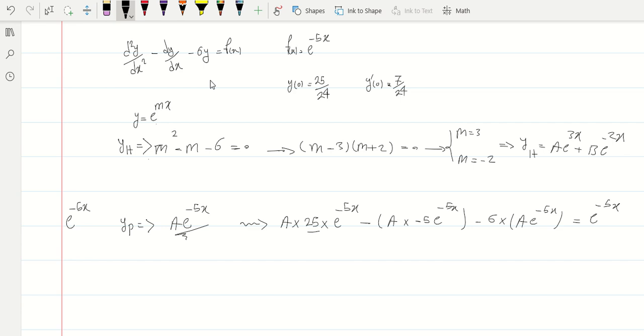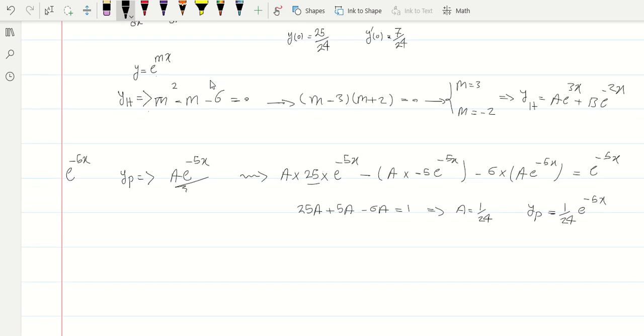Now, since e to the power of minus 5x is not equal to 0, I can divide both sides of the equation by this value. So e to the power of minus 5x is omitted on both sides. So I write 25a plus 5a minus 6a equal to 1. And that gives me a equal to 1 over 24. And I can also write my particular solution for the non-homogeneous equation as 1 over 24 times e to the power of minus 5x, right?